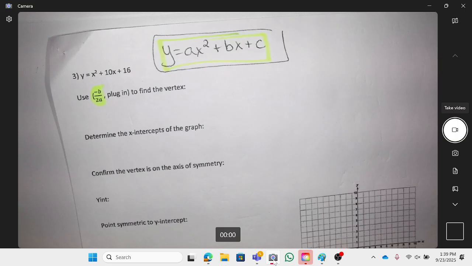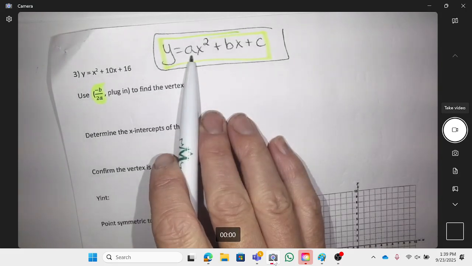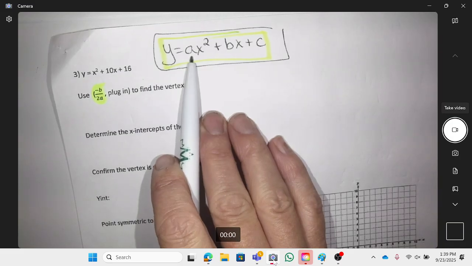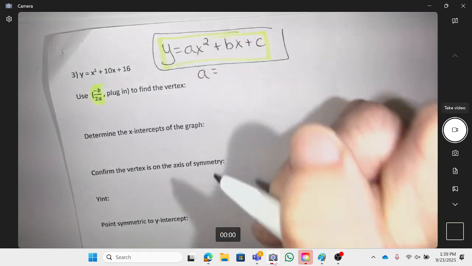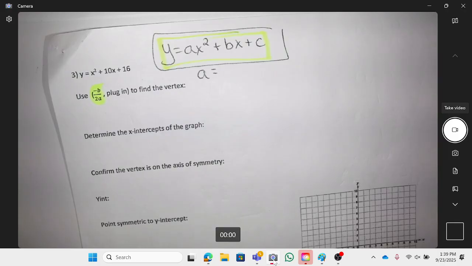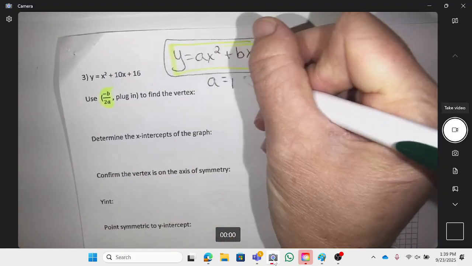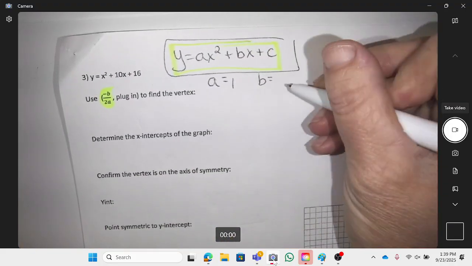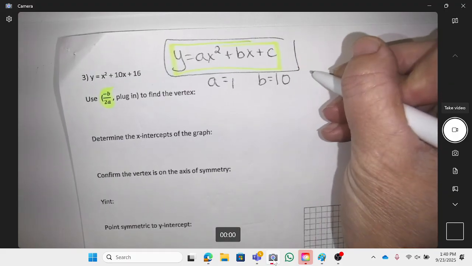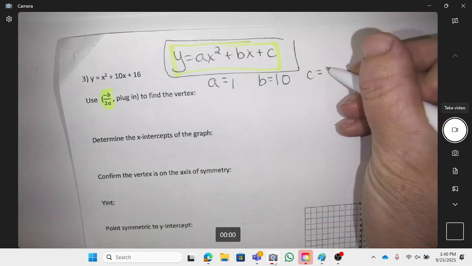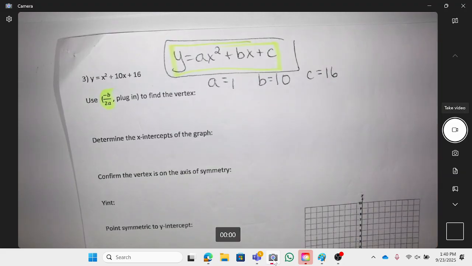Okay, I told you this yesterday. It's not about 1, 2, 3 order. It's about A answers how many x squareds do you see? So how many x squareds do we see here? In ours, how many x squareds do you have? 1. How many x's is B? 10. How many just numbers? 16. Okay? Because guess what? I might not write it in that perfect order. I might mix it up and throw you off, right? Trick you?